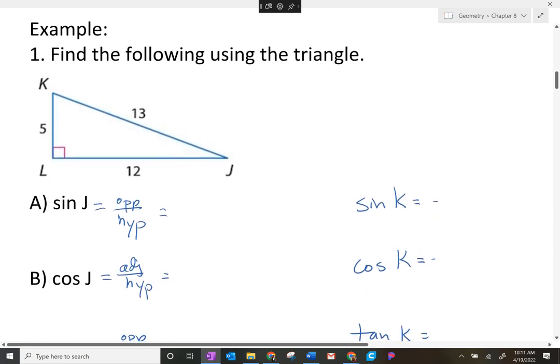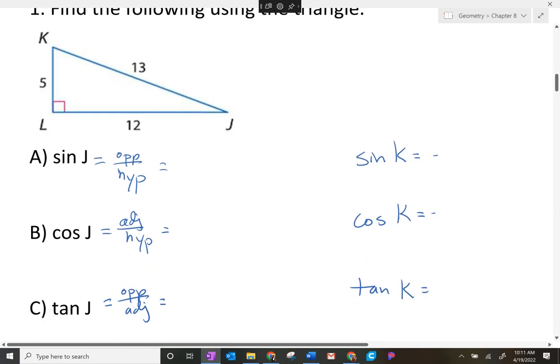Okay. The rest of these are down lower. It says, find the following using this triangle. Again, we're going to be using the same letters and numbers over and over. They're just going to go in different spots. It will make sense when we get to different triangles that only have two sides, and you'll be able to use the sides that we already have.